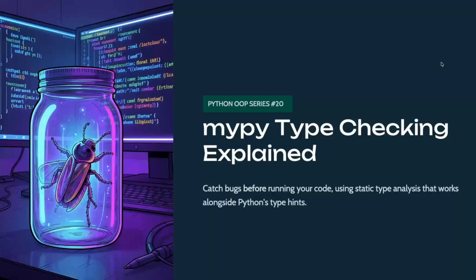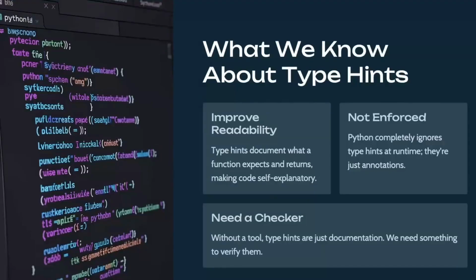So let's get started. Now, before we learn MyPy, let's quickly recap what we learned in the previous lesson. Type hints improve readability. They make functions self-documenting and easier to understand. We also learned that Python does not enforce type hints. The interpreter completely ignores them at runtime. That means type hints alone are mostly just documentation. To actually verify whether those type hints are being used correctly, we need a tool that can analyze our code. That is where MyPy comes in.